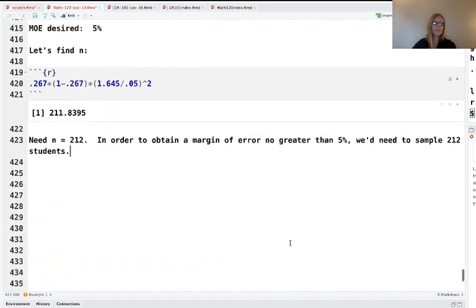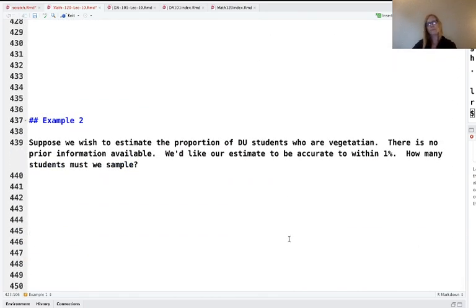Let's do one more example. Here's example 2. It says, suppose we wish to estimate the proportion of Denison students who are vegetarian. And let's suppose we don't have any previous information available to us. We haven't done any studies. We have no idea. We want our estimate to be accurate to within 1%.